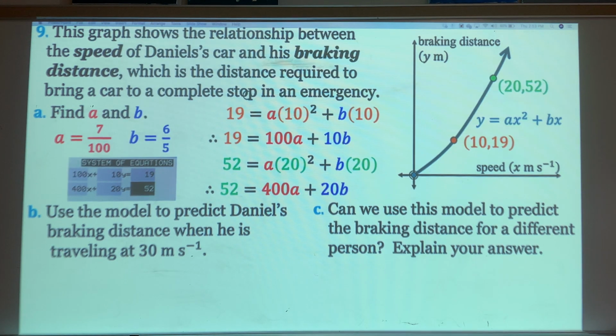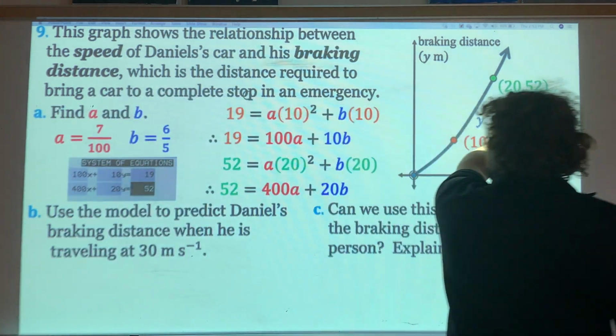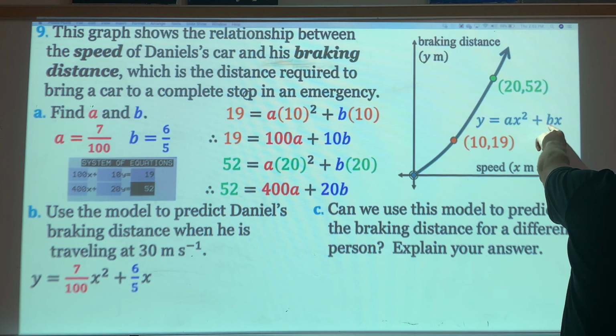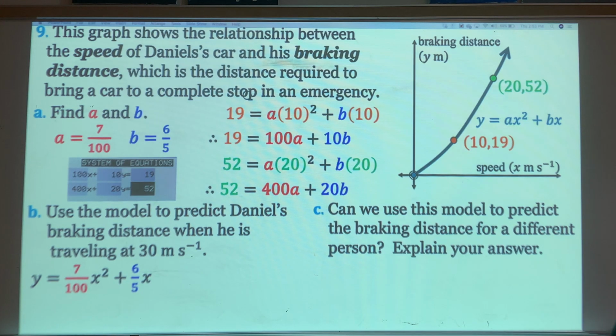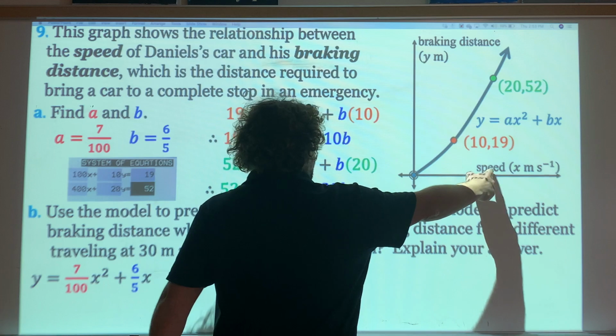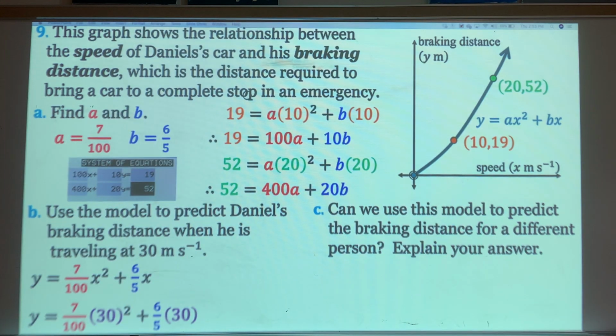All right. Use this model to predict the braking distance when it's traveling 30 meters per second. So you create your model. Your model is going to be y equals 7 over 100 x squared plus 6 over 5 x. Now you want to find out traveling this fast, so that's a speed, so that's your x that you're plugging in. You're plugging in 30 into there. 7 over 100 times 30 squared plus 6 over 5 times 30. You get 99 meters.